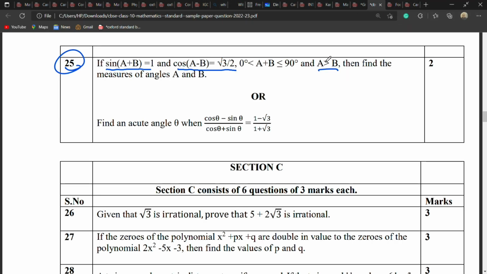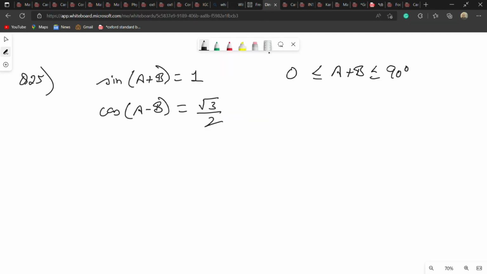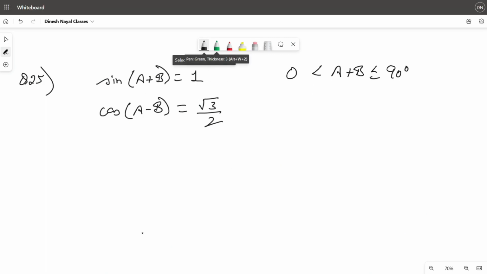Now let's check first of all. So this is not an equal to sign. This is given that a plus b is greater than 0 but less than or equal to 90. Correct? And the next condition is that a is greater than b. So a should be greater than b. Now let's solve with these given conditions.